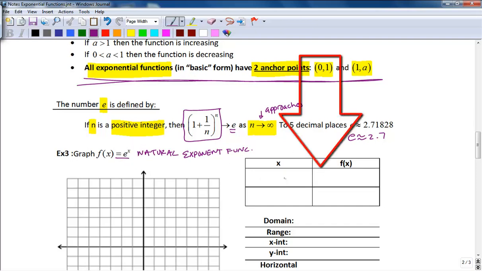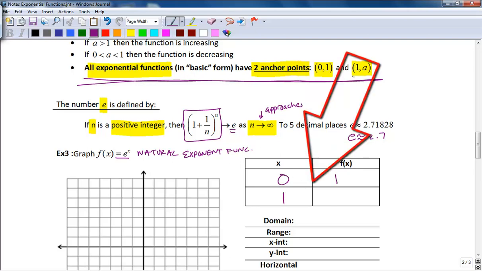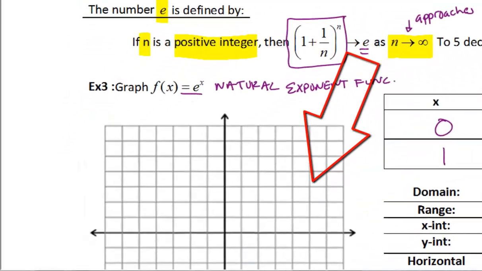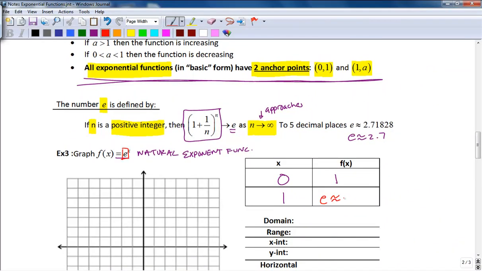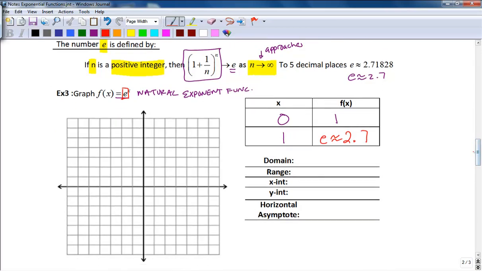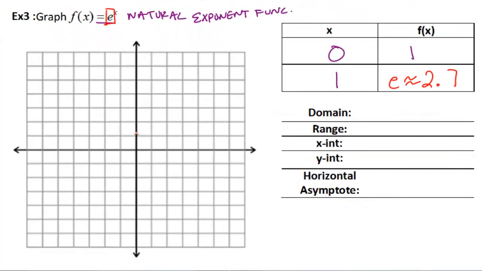One of the points is always going to be 0, 1, and then 1, a. Well, what is a? A in this case is e. And e, again, is approximately, we're just going to use 2.7. So I have 2 points on my graph. One of them is 0, 1, and the other one is 1, 2.7. So let's put that on our graph here: 0, 1, that's one of my points, and 1, 2.7.